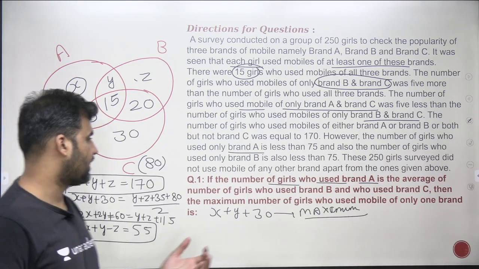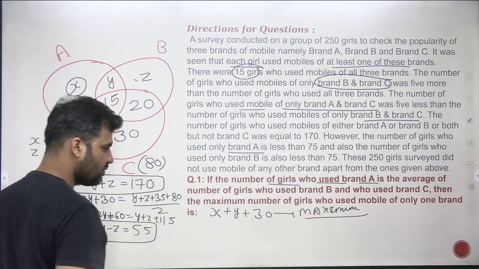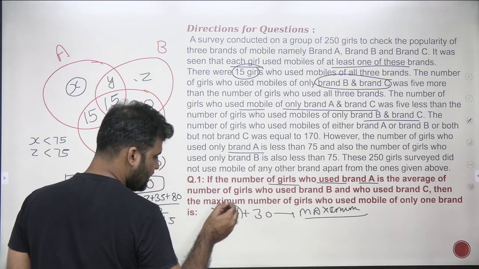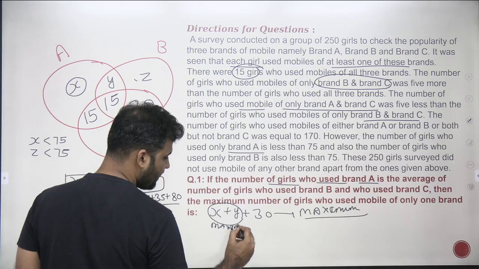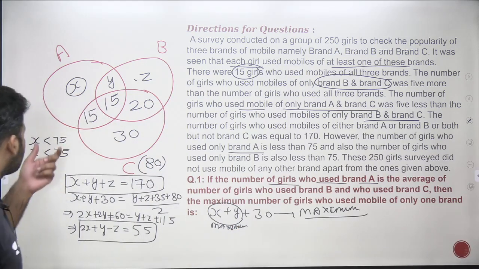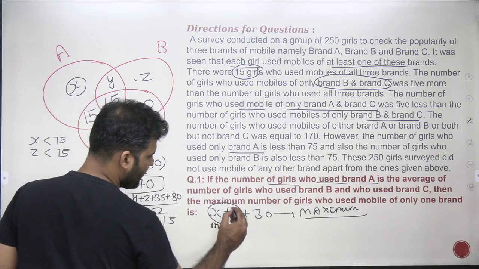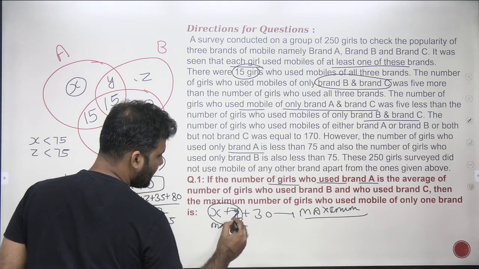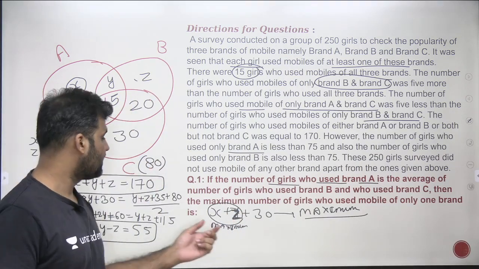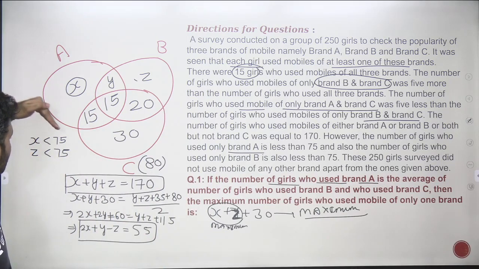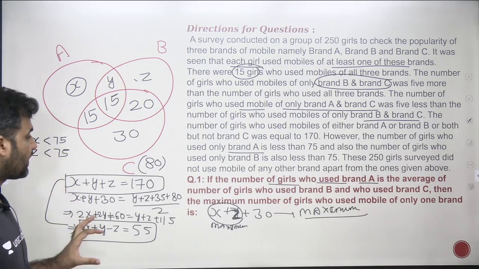Now we are supposed to find out the maximum value of x plus y plus 30. If I have to find out the maximum value of x plus y plus 30, I need to maximize this value. And the condition that I need to take care of is x should be less than 75 and z should also. So this value is not y, this is z, right? I need to find out the maximum value of x plus z plus 30. And I also need to take care, x should be less than 75, z should be less than 75. And these are the two equations that should get satisfied.